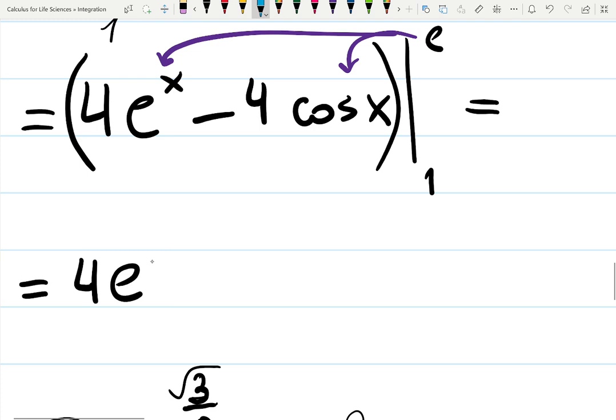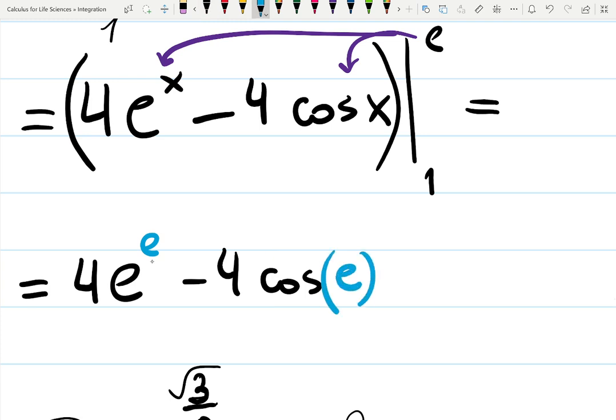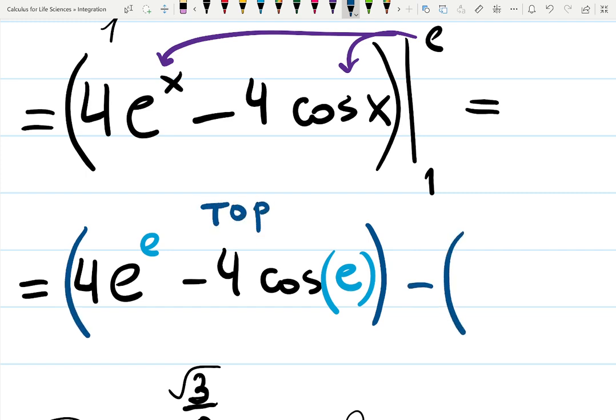4e to the e, why not, is 2.7 blah blah blah raised to the 2.7 blah blah blah. Minus 4 cosine of e, why not, it's cosine of the angle 2.7 radians. Now it's important, put parentheses. Minus parentheses. This is when you're plugging the top. Now you need to plug the bottom, which is 1. Minus is part of the formula because it's scanning from the right to the left.